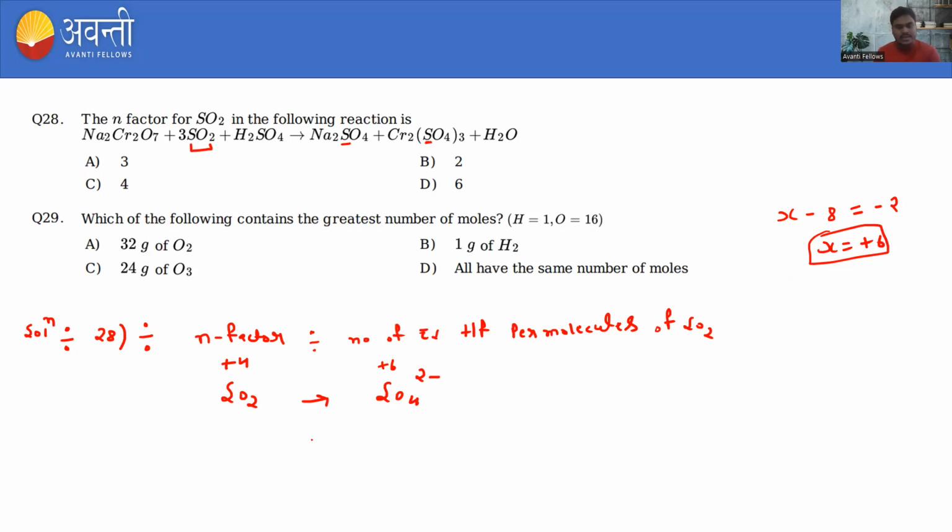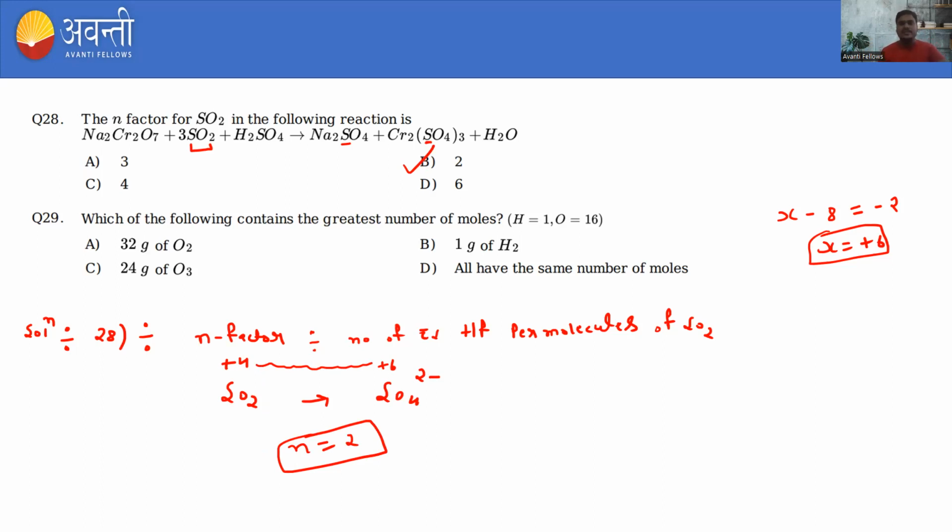So how many net electrons are transferred? From 4 to 6. That is the number of electrons. So the N factor is nothing but 2. The number of electrons transferred per molecule of SO2 is 2. So we can say that the correct answer for this is option B. Right. So I hope this is clear to you. How will you find the correct one?